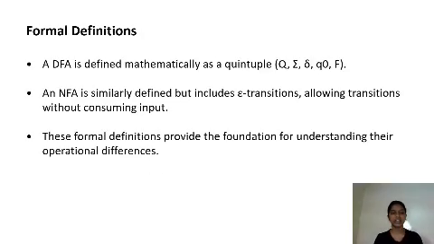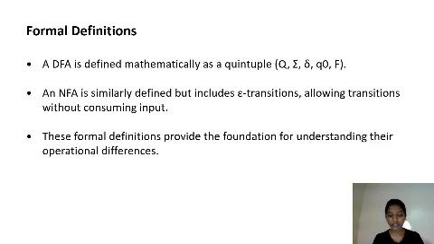What are the formal definitions? A DFA is defined mathematically as a quintuple of Q, sigma, delta, q0, and F. It is a five-tuple notation where Q is the set of states. Sigma is an input alphabet that contains a finite number of input symbols. The next one is delta, the transition function defined over transitions of the FA for state and input. Q naught is the initial state of the FA, and the last one, F, is the set of final states of the FA.